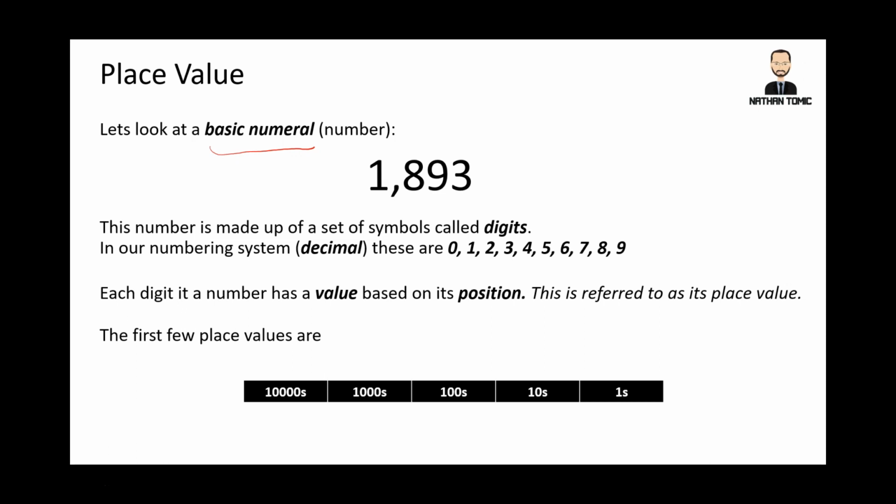Each digit has a value based on its position within that number, and this is referred to as its place value. The first few place values are ones, tens, hundreds, thousands, and tens of thousands.